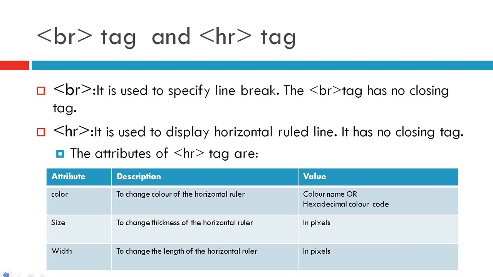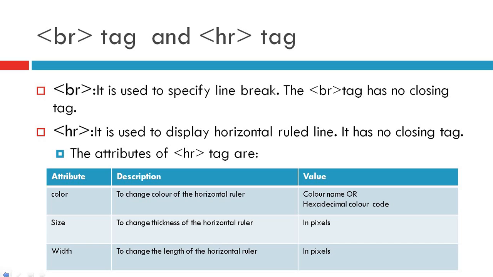Next attribute is size, to change the thickness of the ruler. If we want to change the thickness of the ruler, then we can use size attribute. The value is taken in pixels. The third attribute of HR tag is width. Width attribute is used to change the length of the horizontal ruler. Again, the value of width attribute is written in pixels.